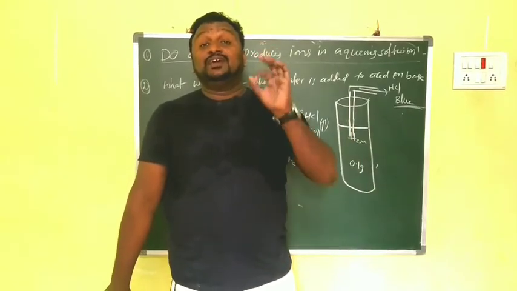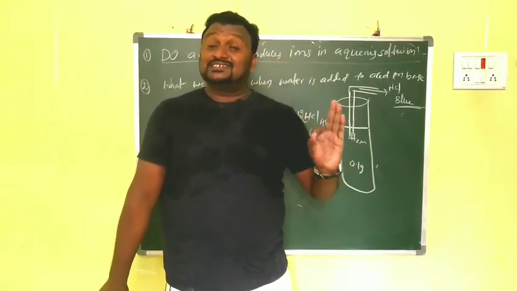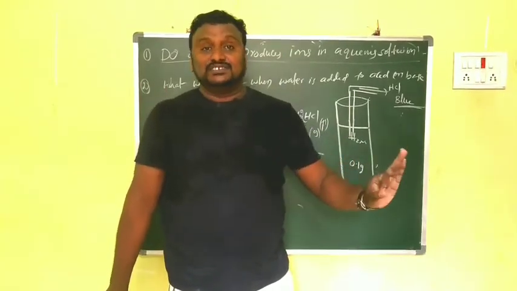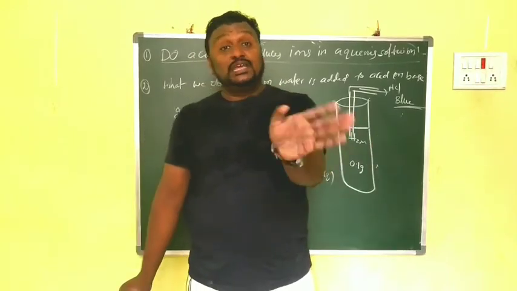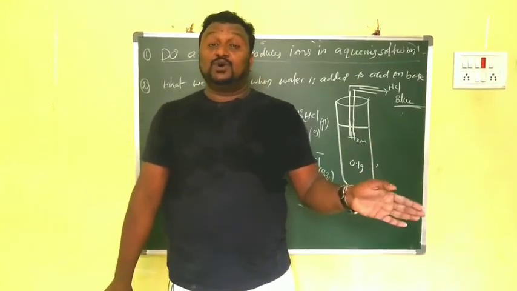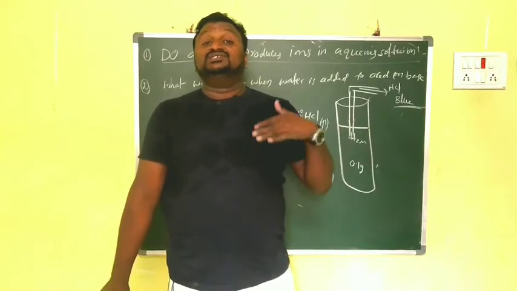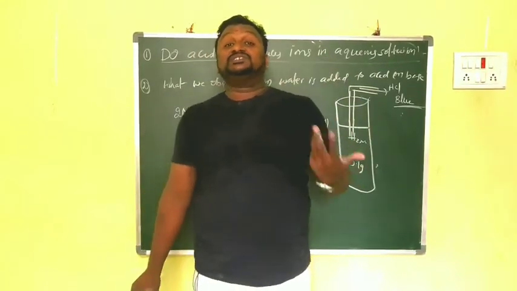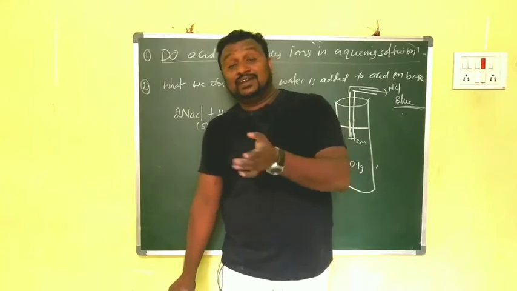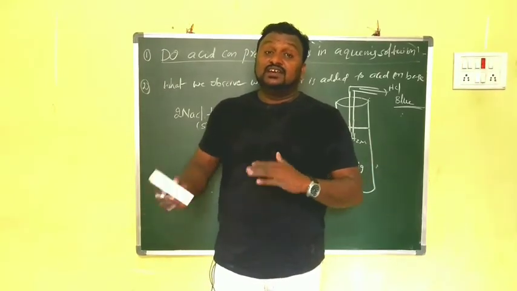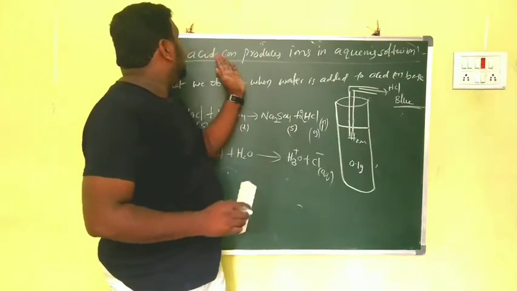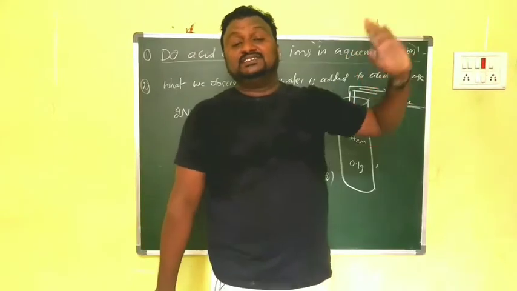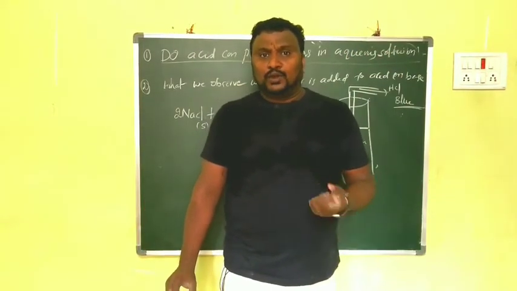What is the conclusion? In any reaction, if dry HCl is there, that dry HCl can never be taken as an acid, because in that there are no H3O+ ions. Clear, children? If you add H2O, HCl dissociates into H3O+ ions and Cl- in aqueous solution. That's why the answer is: yes, acid can produce ions only in aqueous solution. That is the answer. Dear children, I hope you understand. Simple.